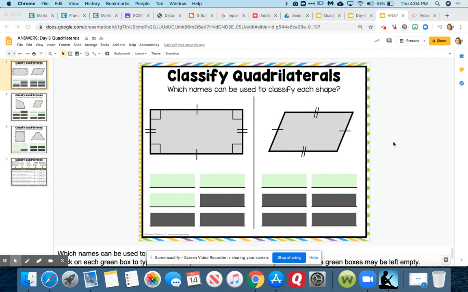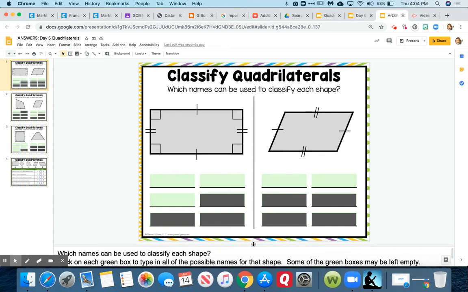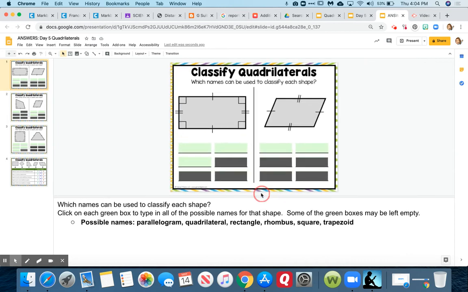Okay, welcome to day 5, quadrilaterals. So today we're going to be looking at shapes and just writing all the possible names we could have for that shape. If you look here at the bottom, you'll see the names. We've got parallelogram, quadrilateral, rectangle, rhombus, square, and trapezoid.